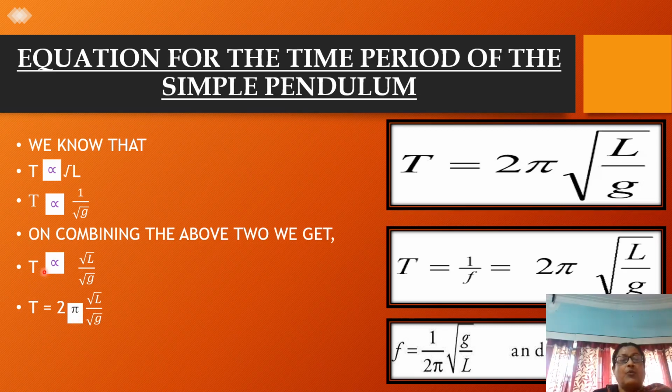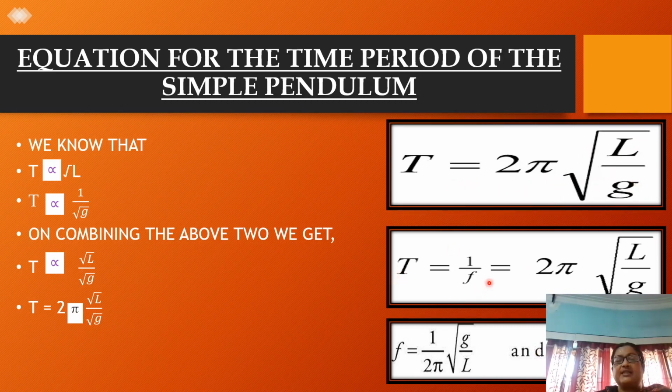I will repeat, whenever you take the proportionality sign away and substitute it with an equal to, you always put a constant quantity to the right hand side of the equation. So that is exactly what we have done: we have put a constant quantity, that is 2 pi, into root over L by g. Now I can simply write it in equation form as T is equal to 2 pi root over L by g.